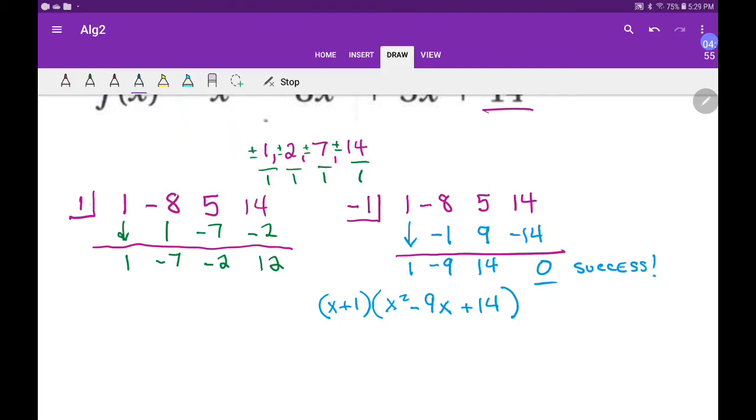We'll say, trying to get a different color here, x plus 1, that doesn't change. But then here I'm going to say x, factors of 14 that add up to negative 9. Well, if I use a negative for both of them, I'll say negative 7 and negative 2. When I multiply negative 7 and negative 2, I get plus 14. When I add them, I get negative 9. So I'm in good shape. And that's the factored version.